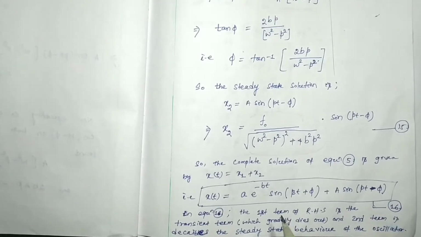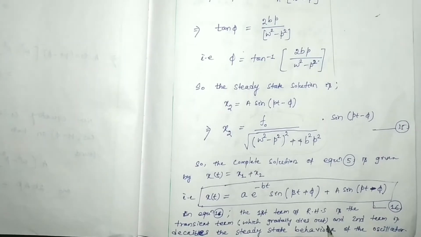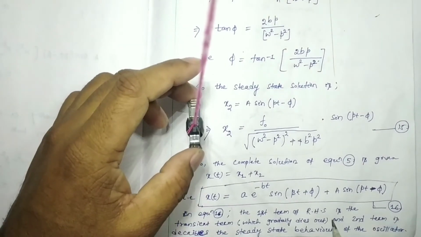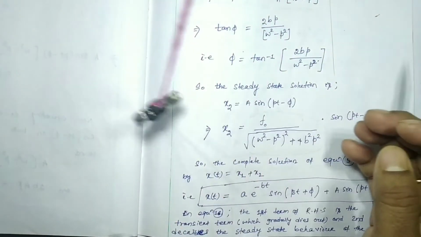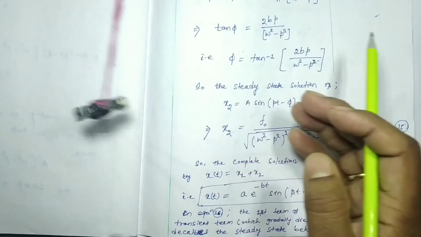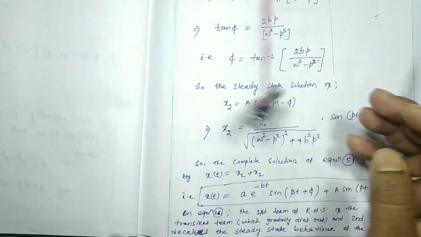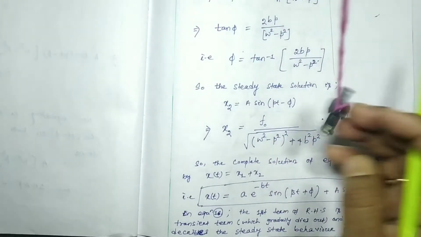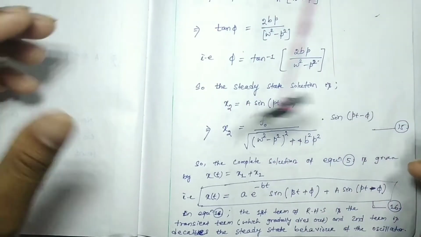The oscillation can be continued if and only if an external force, a periodic external force, is applied on the oscillator.